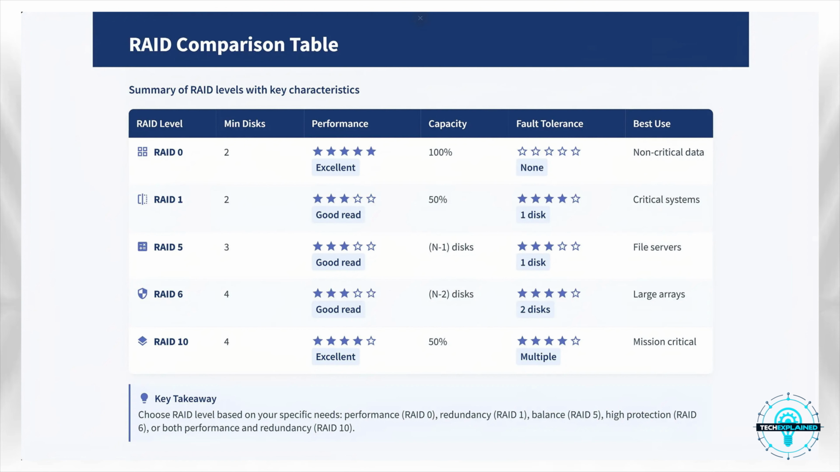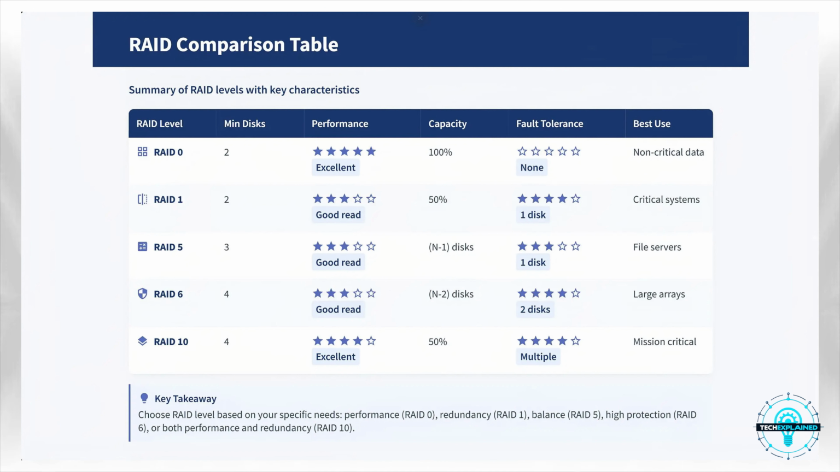Let's compare the RAID levels we've discussed to help you choose the right one for your needs. RAID 0 offers the highest performance and storage efficiency but provides no fault tolerance. It's suitable for non-critical data where speed is the primary concern. RAID 1 provides excellent redundancy and good read performance, but at the cost of storage efficiency. It's ideal for critical data where availability is essential.